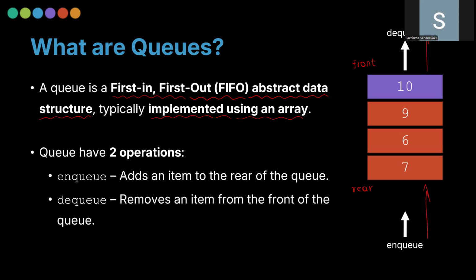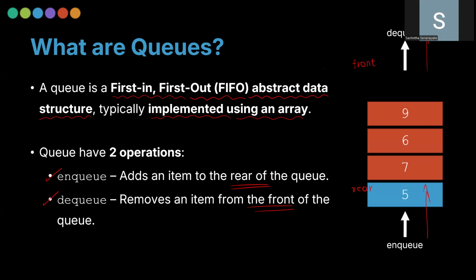Now, in order to add items and remove items from a queue, we have two operations associated with the queue. That's enqueue and dequeue. Enqueue is used to add an item to the rear of the queue, and dequeue is used to remove an item from the front of the queue. And just to show you a quick animation to see this in action, I can add 5 from the rear of the queue. That's called enqueue. And we can remove a 10 from the front of the queue, and that's called dequeue.